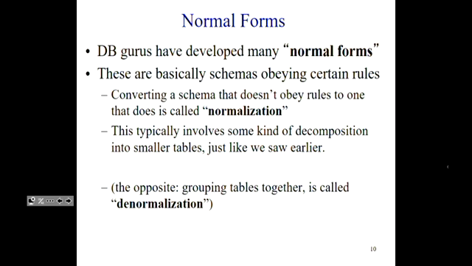This normalization process typically involves breaking up a table into one or more tables, like we saw earlier. Okay? And the opposite of grouping tables together to give larger tables is the notion of denormalization. Often we don't do denormalization unless our queries are very, very specific and the performance requirements dramatically require that you do denormalization. But often we go in the other way. So we start with a big relation, we break it down into smaller relations. So we often do normalization rather than denormalization.